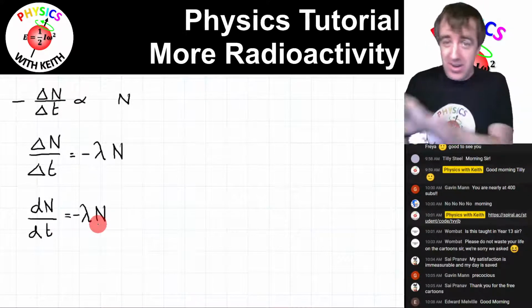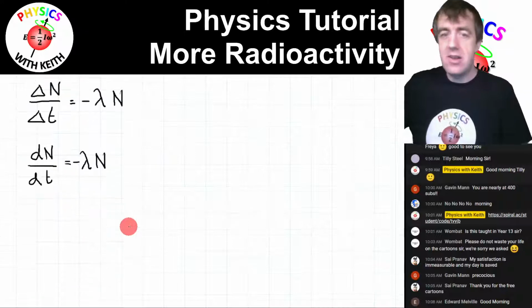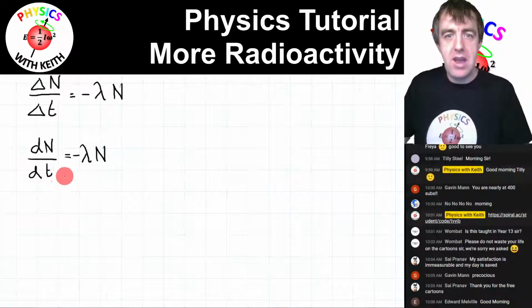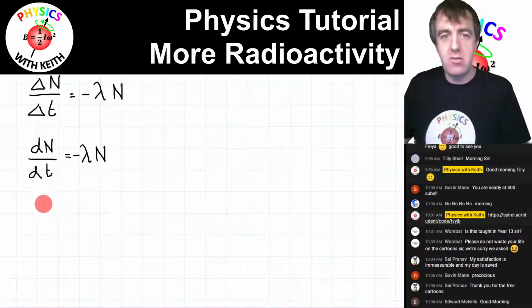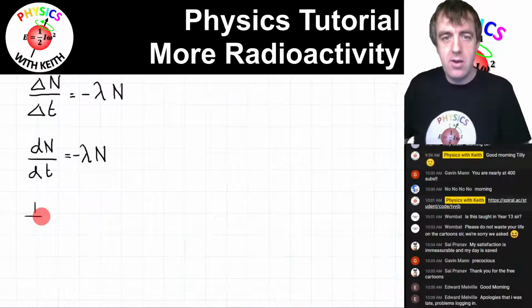I'm going to rearrange this. I'm going to gather all my terms that are similar. So I'm going to put my N's to the left and my dt's to the right, and I end up with 1 over N.